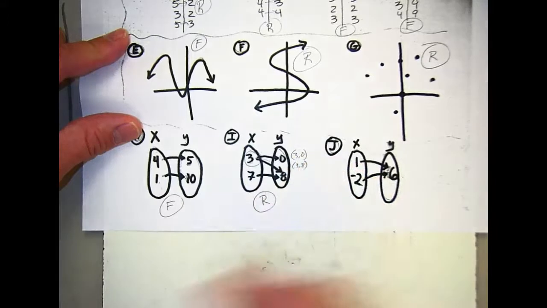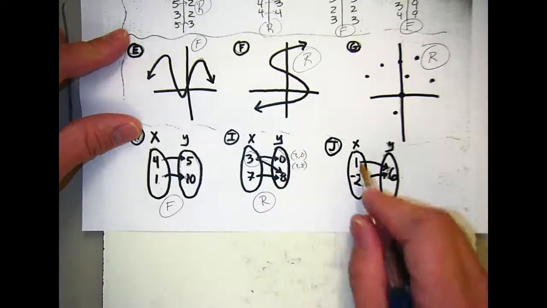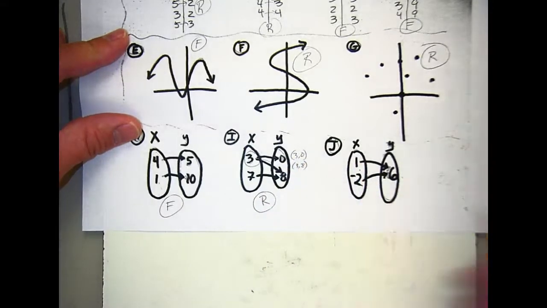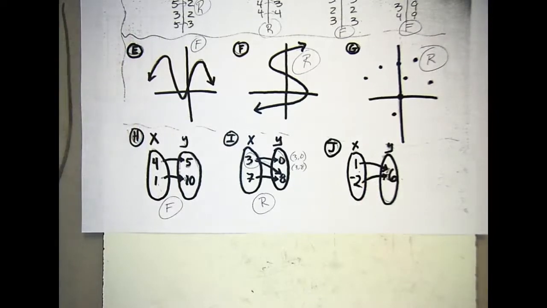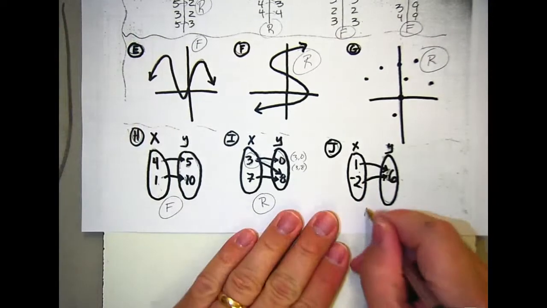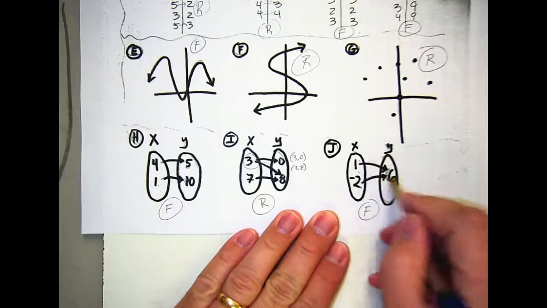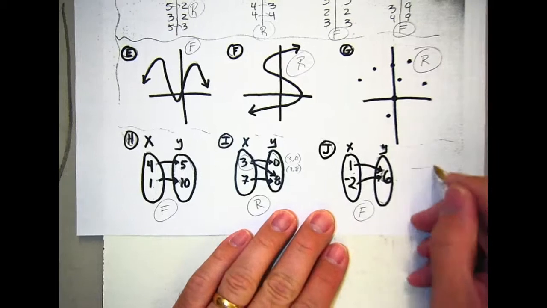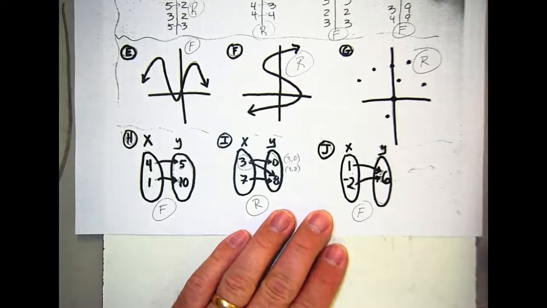How about J? Function. How many say function? Relation? It is a function. You can have the same or different x's going to the same y. That's okay. That gives you a horizontal line when you graph it. Any questions on that page?